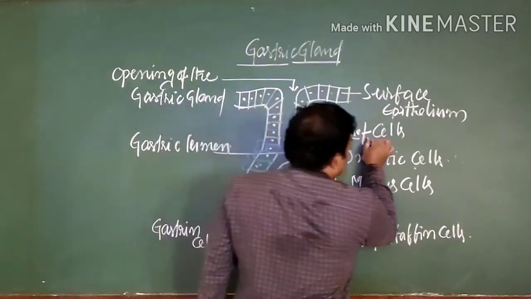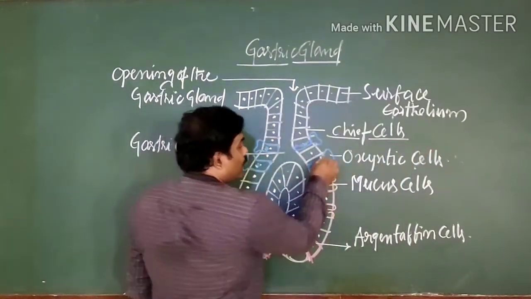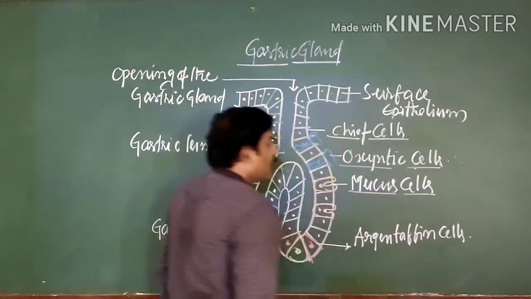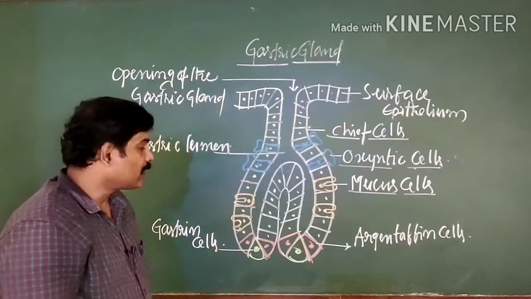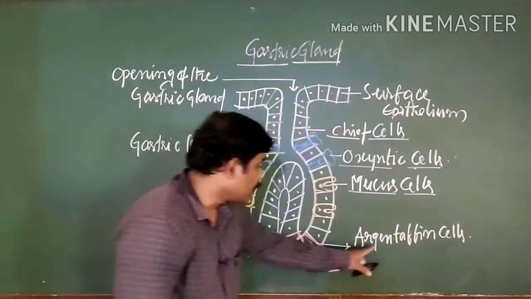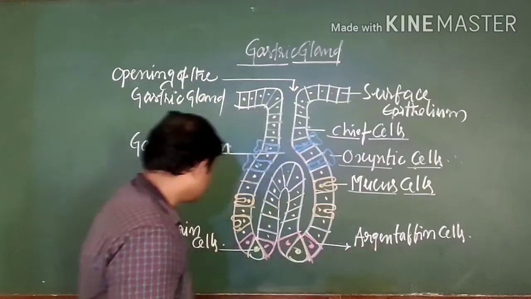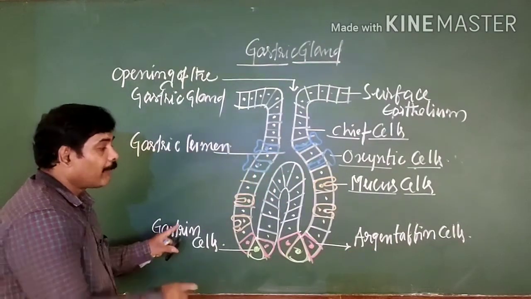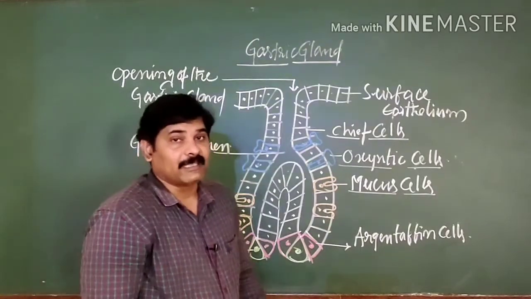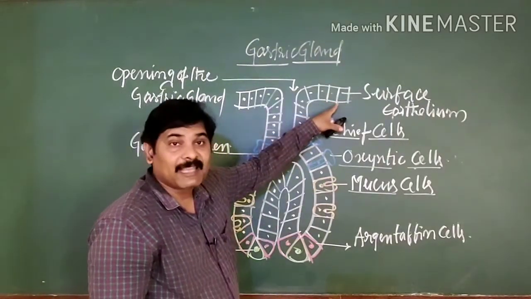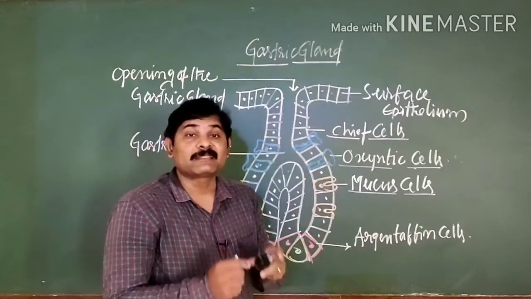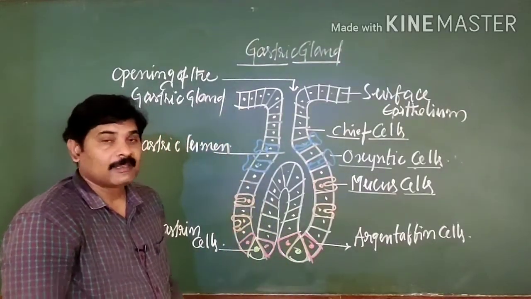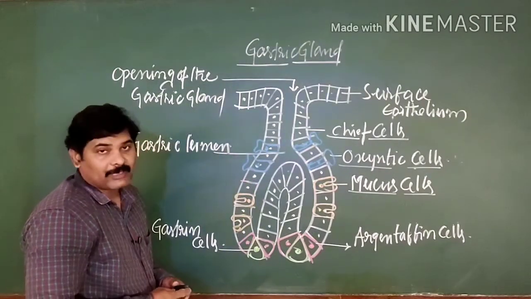Here chief cells, one type of cell, thereafter the oxyntic cells, and here you can see the third type, mucous cells also. Along with that, endocrine cells are there, which are known as adjunct cells, and here gastrin cells also. Clear? Apart from that, stem cells are also present. In the surface epithelium, you can see the stem cells also. So this is all about the structure of your gastric gland.